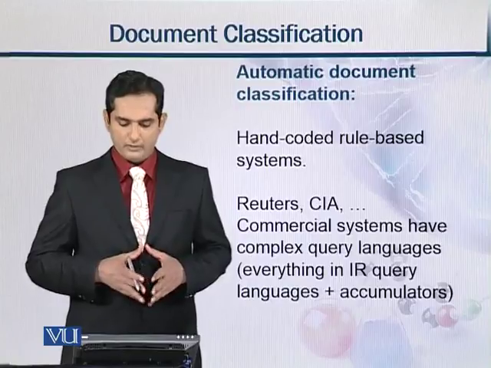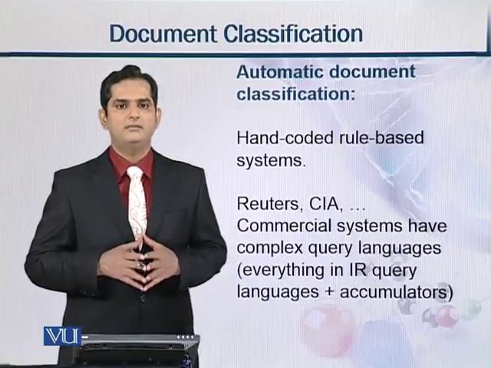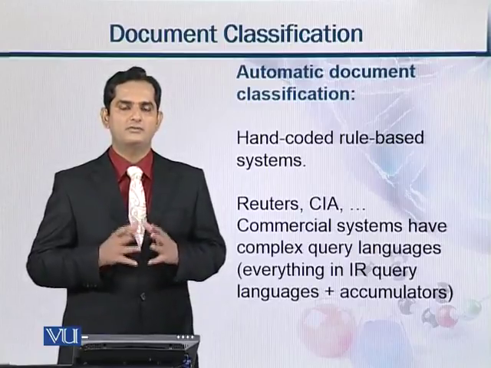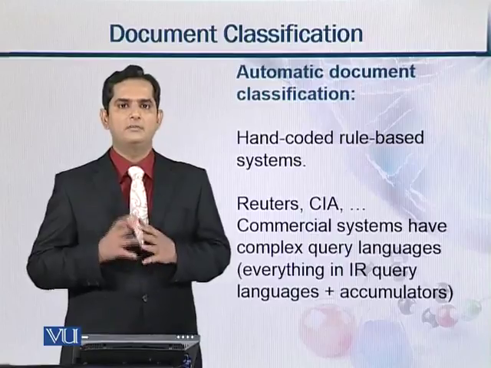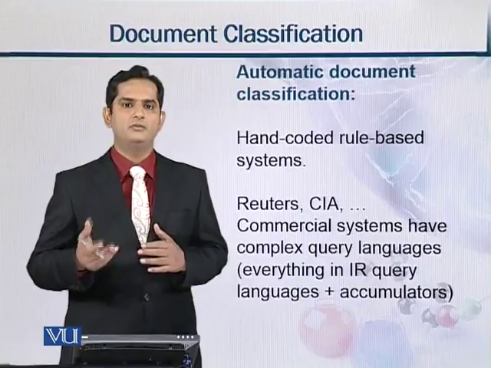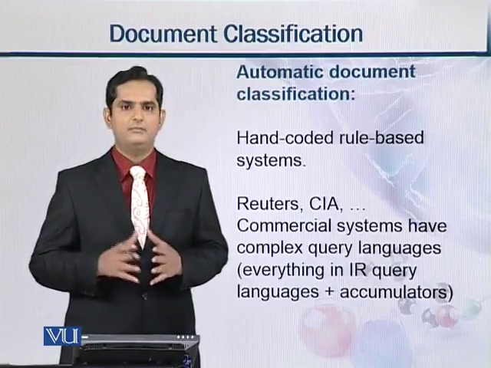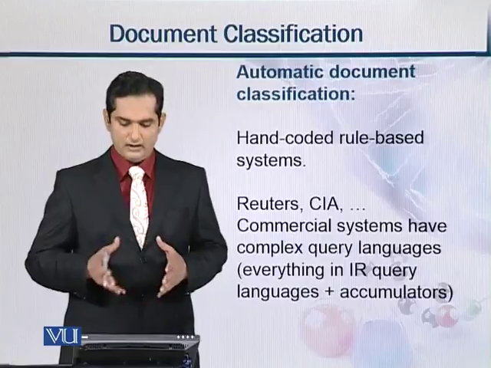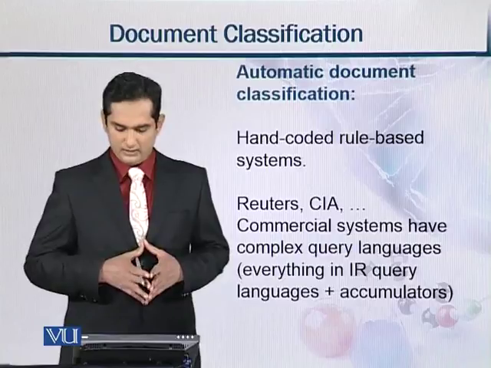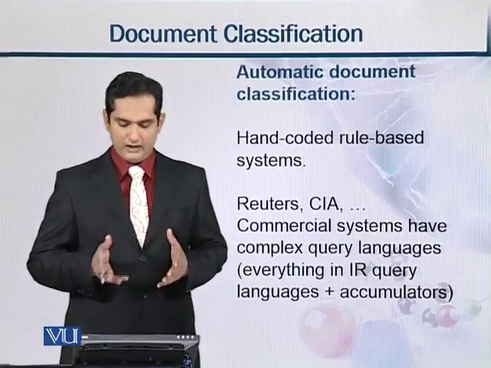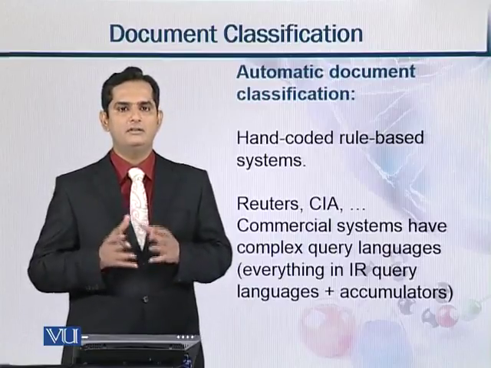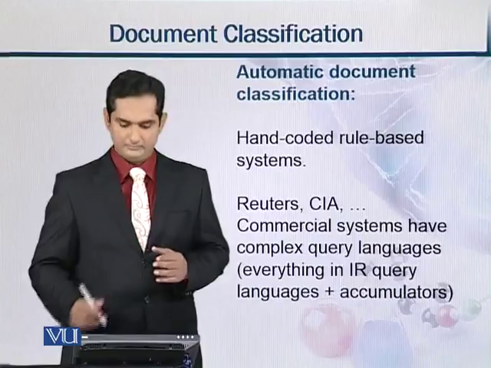Then there are automatic document classification techniques. Automatic classification can be done at 2 levels. Number one, it can be grammar based, where experts write handwritten rules and then the computer follows those rules. The other way around is that the computer tries to identify rules itself. That would be another part of automatic classification. In most commercial systems these automatic tools are employed, such as complex query languages from information retrieval, and accumulators which combine results together in a compact format.